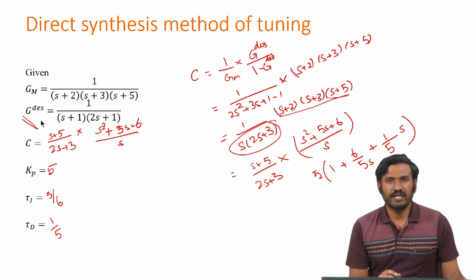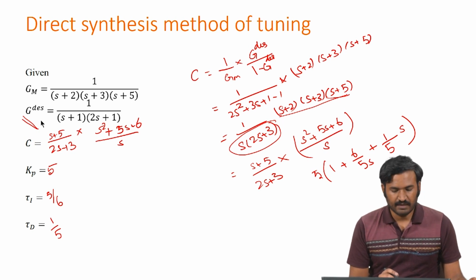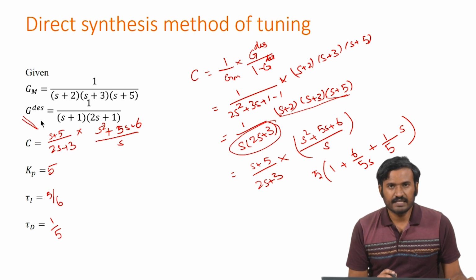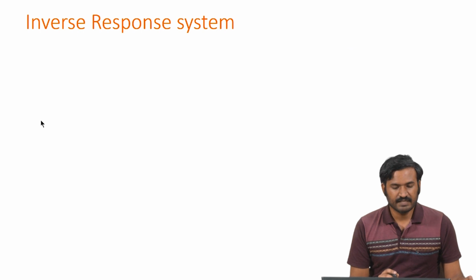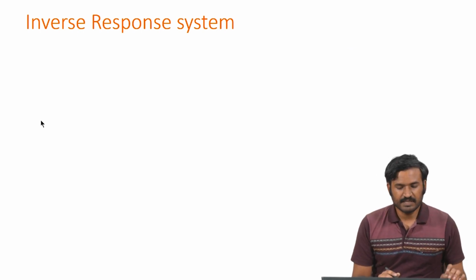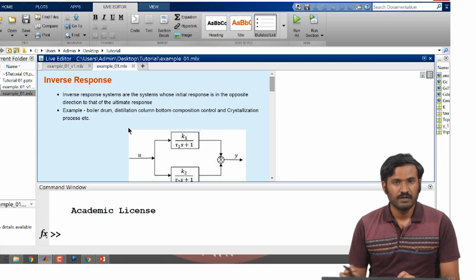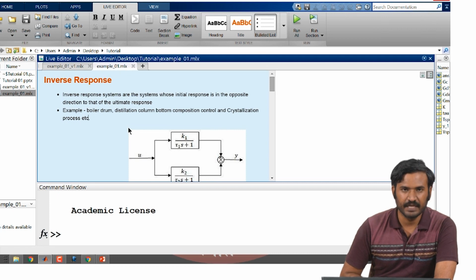Till now we have not looked at any complicated systems, and one such system will increase the complexity further. One such system is the inverse response system. Inverse response systems are the systems whose initial response is in the opposite direction of the ultimate response.